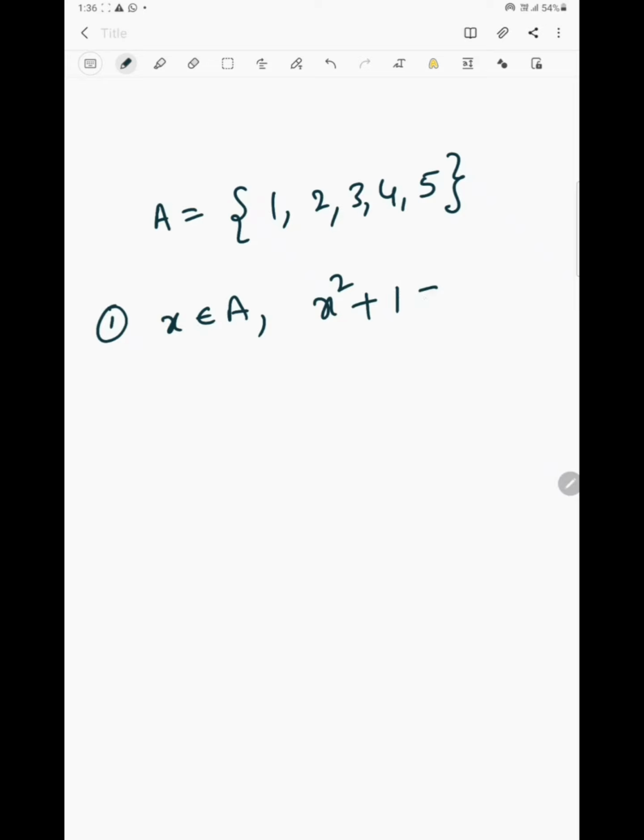Suppose I am giving a set A is equal to {1, 2, 3, 4, 5} and I am taking a problem: for x belongs to A, x square plus 1 is equal to 5. Using a quantifier, represent the above statement, means how we can represent this one. First we will find out the values. Suppose x belongs to A means x is taking the values of A.